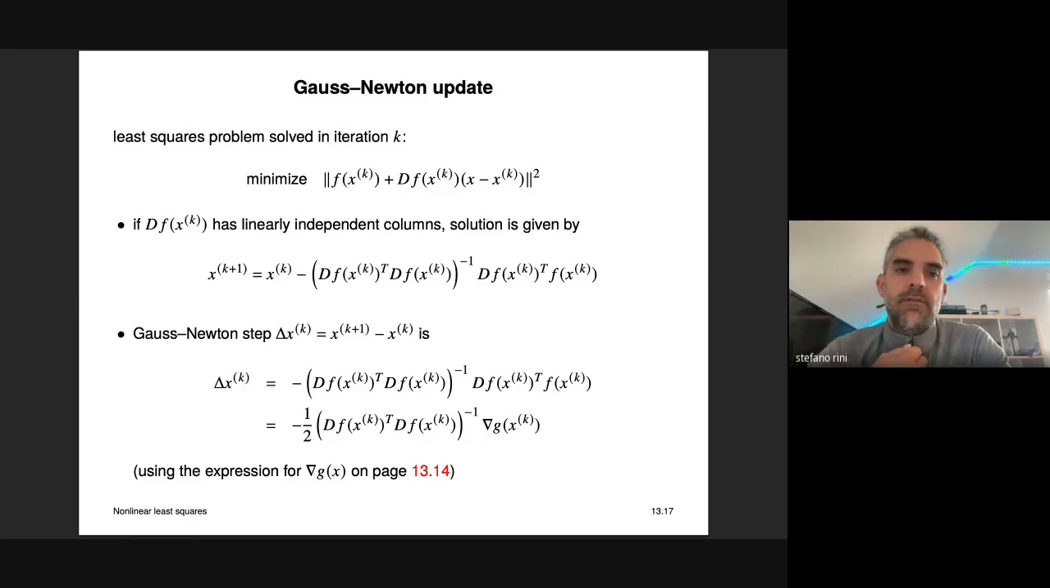So now we have repeated this k times, and we want to know what is happening. If the Jacobian has linearly independent columns, then the solution has this nice invertible form, so everything is okay. And then we take a Gauss-Newton step. So we say that the new guess is x of k plus 1. We define the delta as the difference between the previous and the current. And then this delta takes this expression, which contains this inverse of the Jacobian matrix as evaluated at the point x of k, and this is a measure of sensitivity.